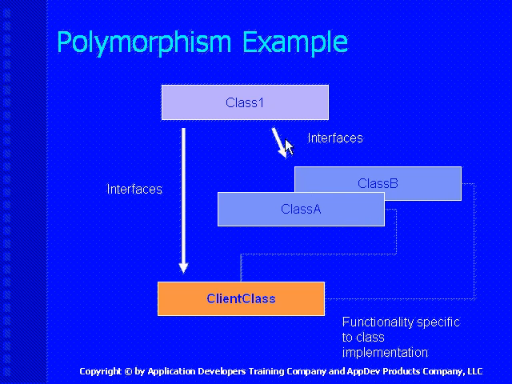So if our class 1 is really a class A, when we execute the visit method, client class is going to do whatever the implementation is within class A. If our class 1 is really a class B behind the scenes, when our client class executes the visit method, it will execute whatever the code is behind class B. So it's functionality specific to our class implementation.